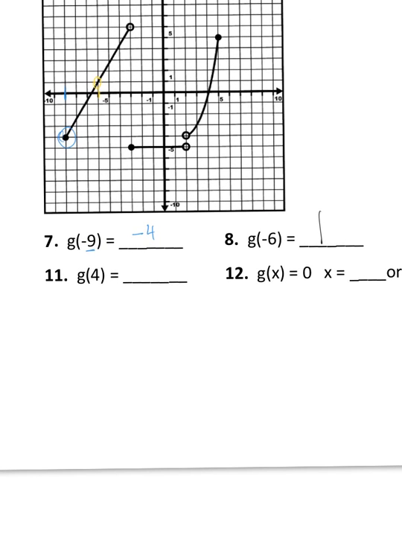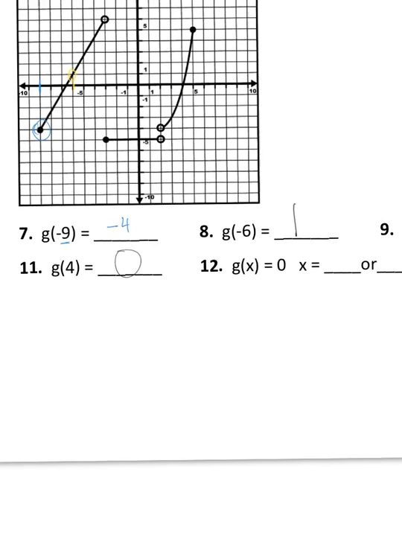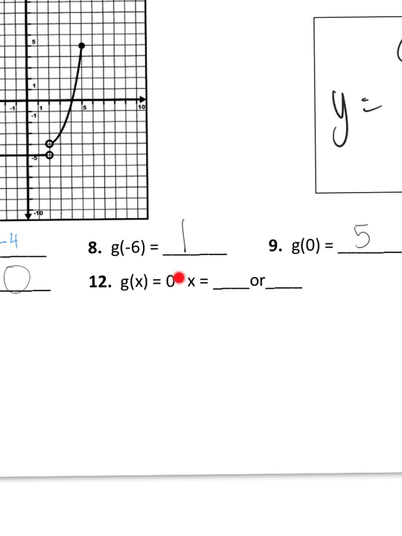Let's try x equals 4 instead. If I go over 4, I'm right here. The graph is already right there, so that means I don't have to go anywhere, so it's at 0. And last but not least, I'm changing things up. I'm giving you the y, I'm asking you the x.